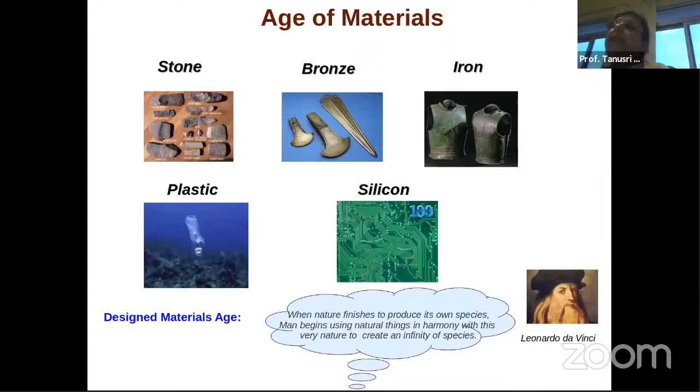So, well, the importance of materials, I don't think I need to convince the audience on this. It is so much so that each of the ages in human civilization has been named after one material or another, starting from the Stone Age to Bronze, Iron Age, Plastic Age, and to the modern age of the Silicon Age. And it was actually the farsightedness of the Italian painter and philosopher Leonardo da Vinci who envisioned that the future age is going to be that of a designed materials age. The quote from him is, when nature finishes producing its own species, man begins using natural things in harmony with this very nature to create an infinity of species.